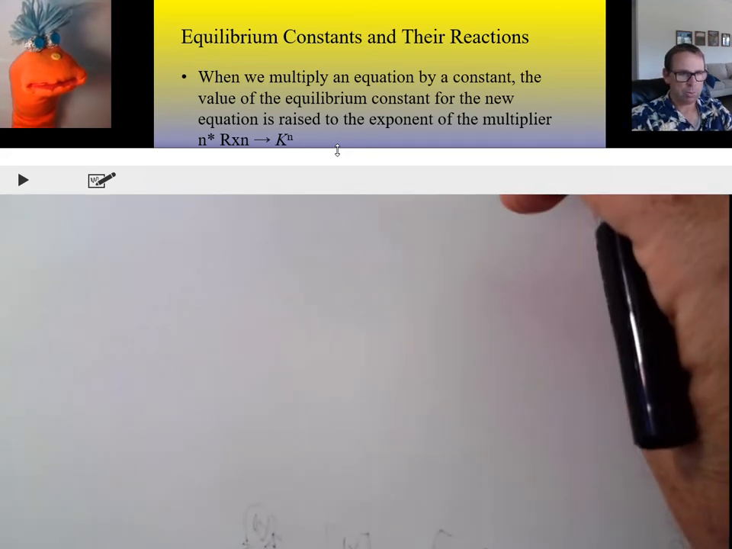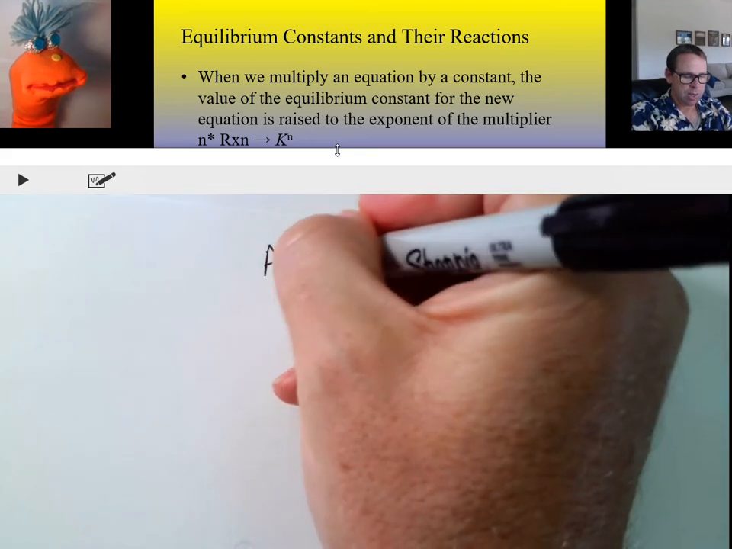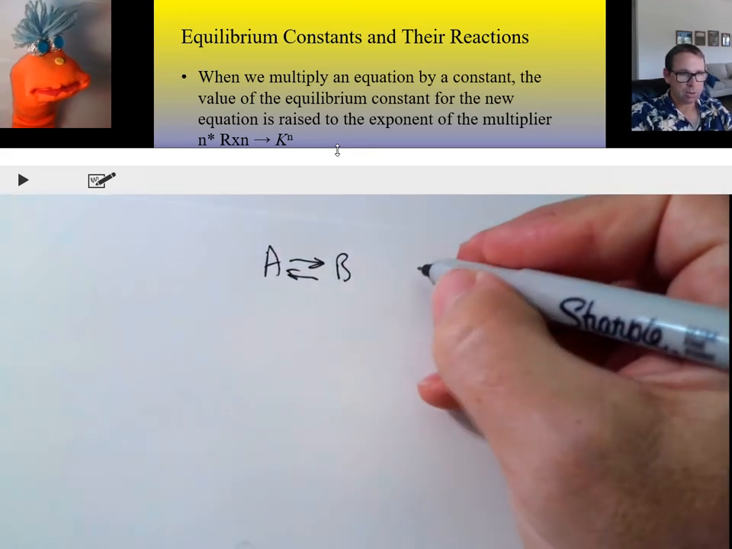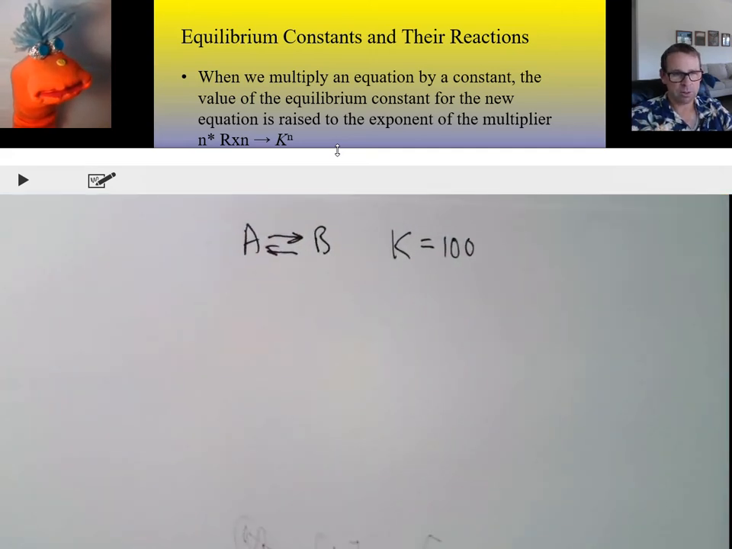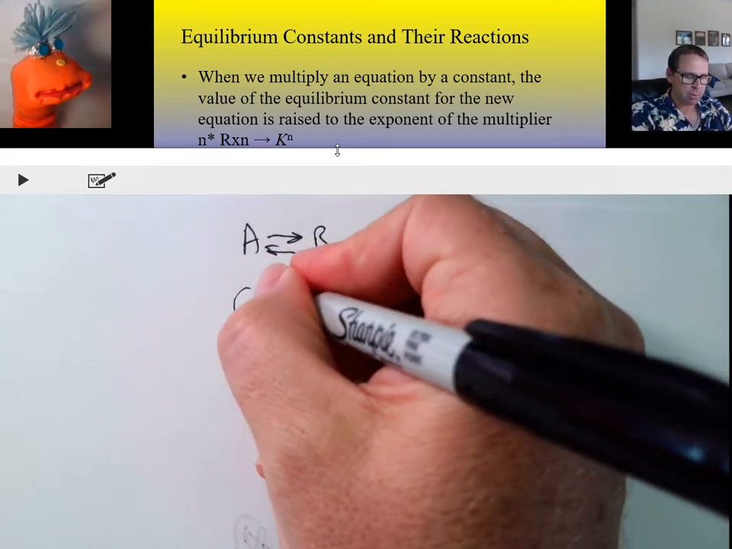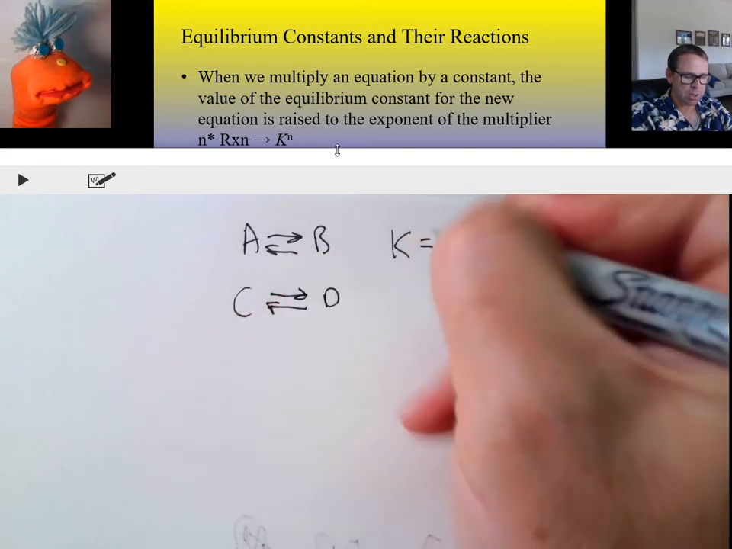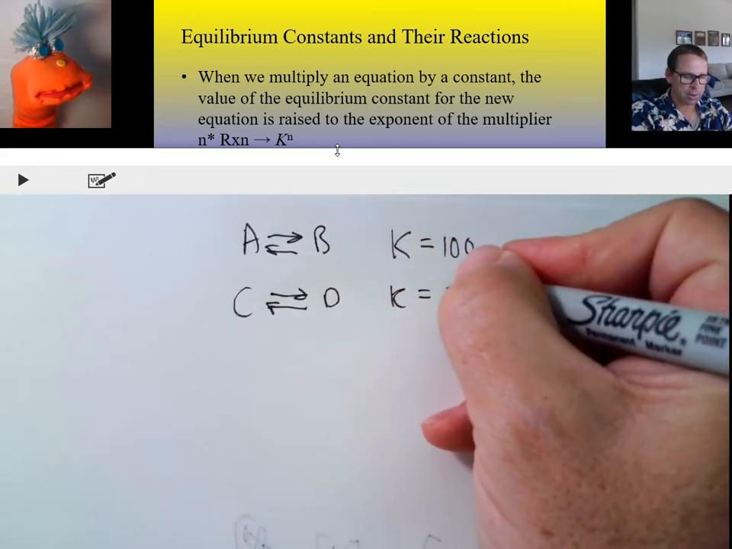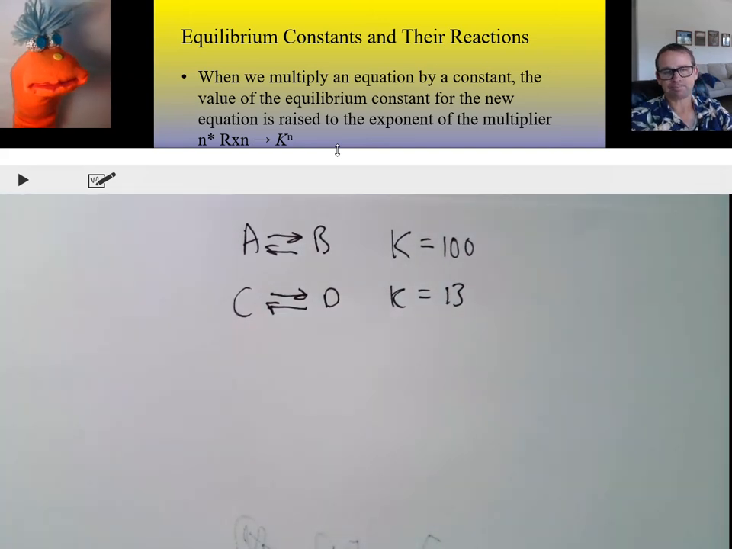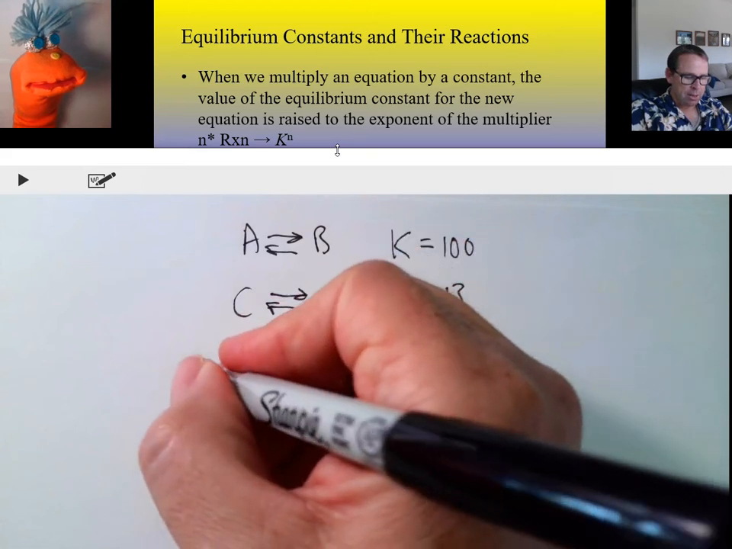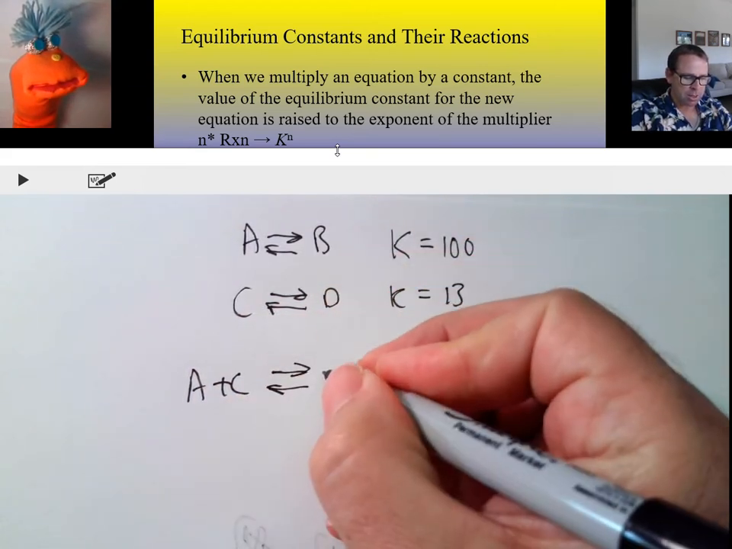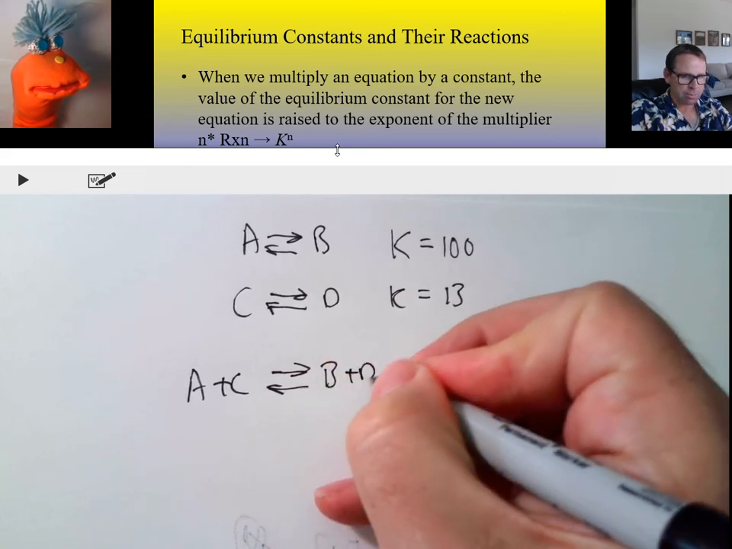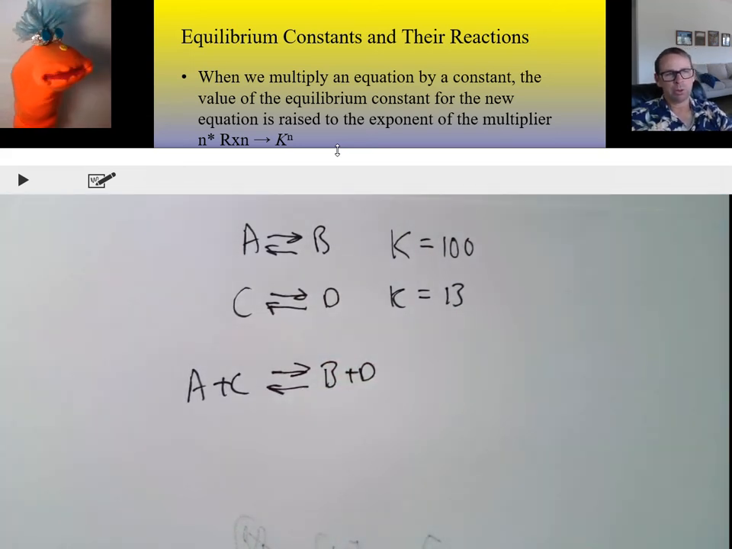All right, one more scenario. Here's A in equilibrium with B. What was the K for this one? That was 100. Okay, we just made that number up to simplify things for us. Here I have a chemical reaction, C going to D. Let's say this has a K of 13. All right. Would that information help me know the equilibrium expression, the equilibrium constant for this reaction? I don't think they would be related, would they?